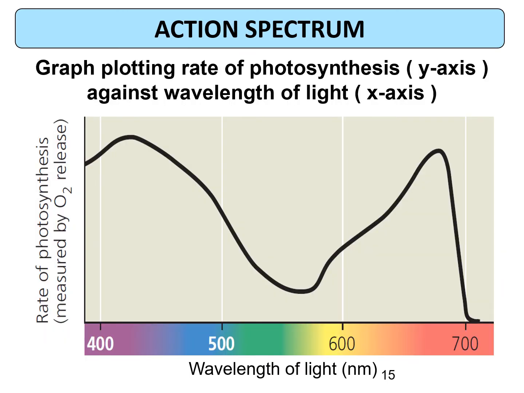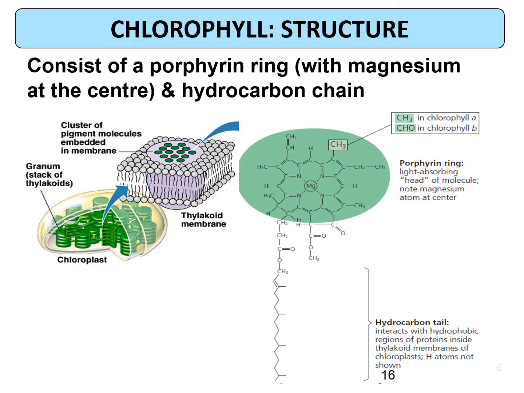This is a graph plotting rate of photosynthesis against wavelength of light. So efektif kat sini lah, sebab rate of photosynthesis paling tinggi sini. This is a structure of chlorophyll. You don't have to memorize this structure, but you have to know that it consists of a porphyrin ring and hydrocarbon chain. This is hydrocarbon chain.